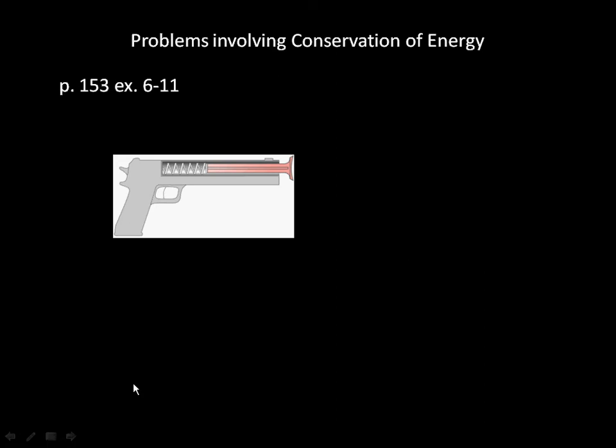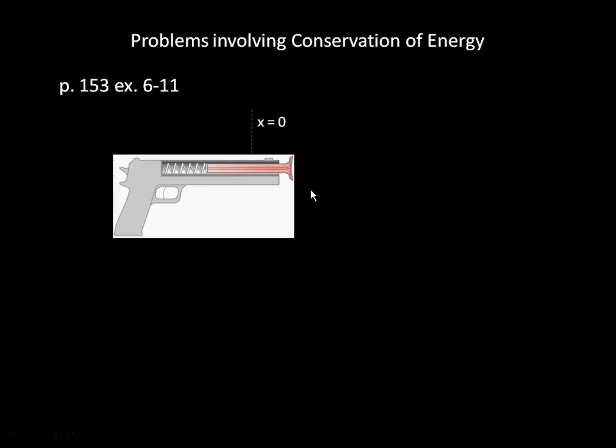Example 6.11, page 153. Make sure you've opened your book and read the problem statement before we go any further. It's all about a dart gun and the changes in energy that take place when the dart is fired. So we start off with the dart gun, and it's in the cocked position with the spring compressed.